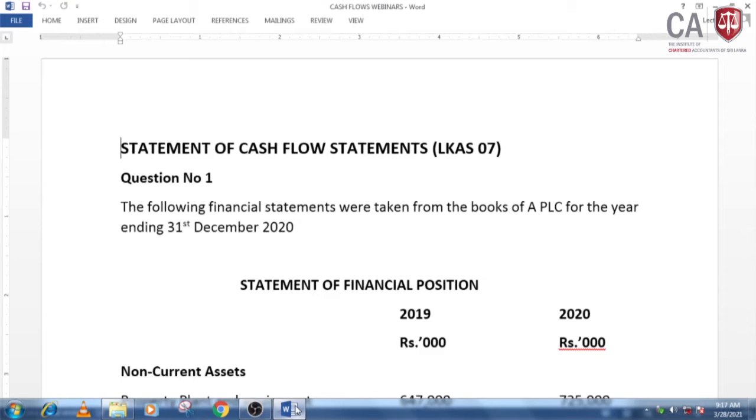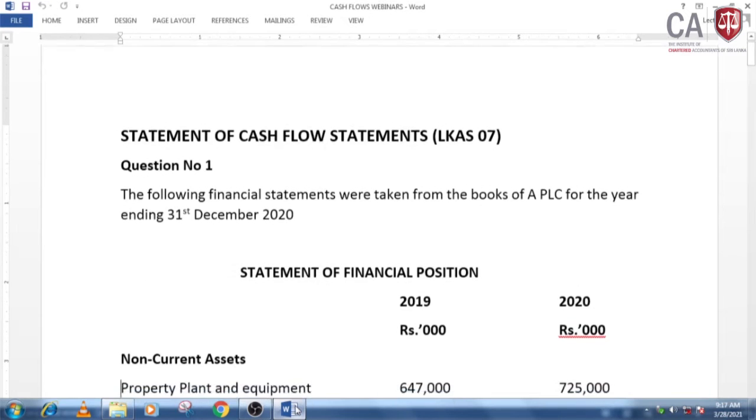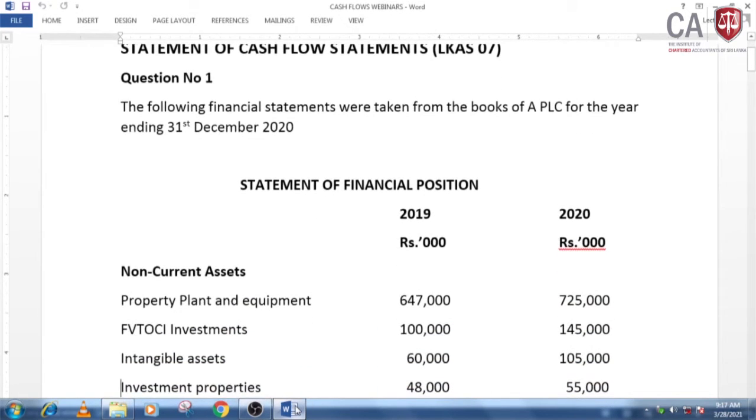So let me first discuss some questions under the indirect method, which is the most popular method, and after completing the questions under the indirect method, we are moving on to the discussion of questions on the direct method. We will go to question number 1. Question number 1.